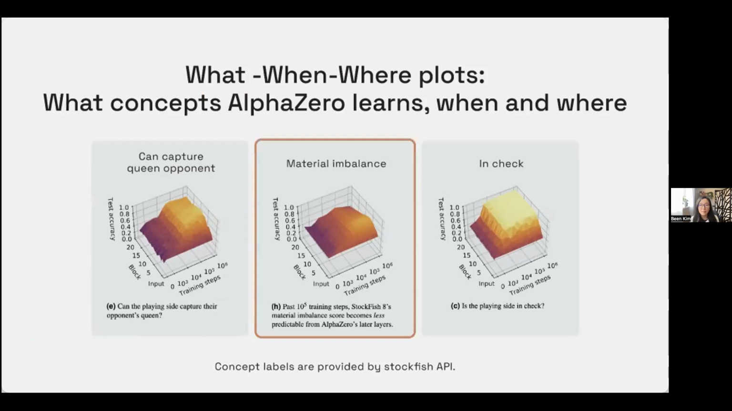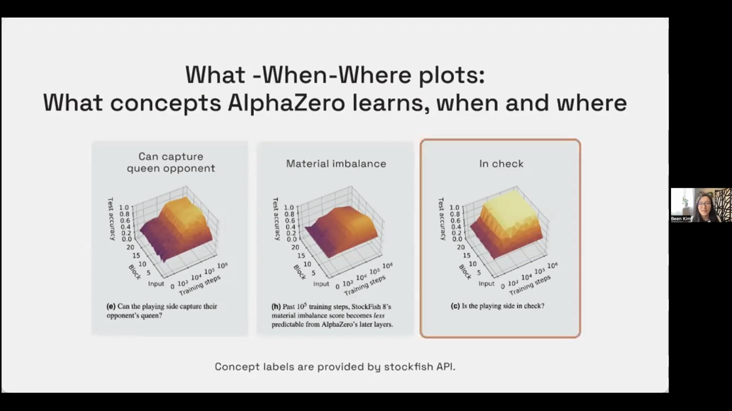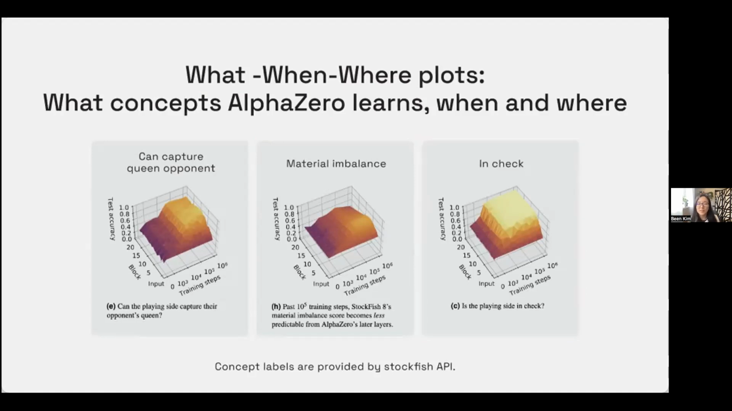For example, material imbalance, briefly put, is how many pieces you have left versus how many pieces I have left. It is learned and then forgotten as AlphaZero gets better at playing. And others, like in check, which is pretty critical for winning the game, stay learned throughout. Now, what's interesting is that one can argue that material imbalance is something a novice chess player might use to play at first, but experts know that an imbalance isn't enough to win the game. And it seems like AlphaZero is going through a similar phase too.